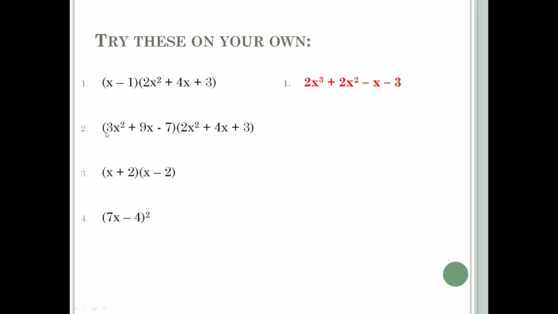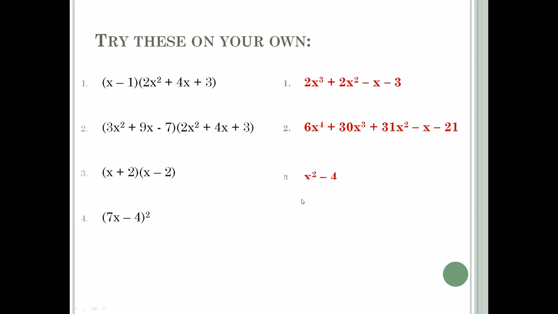All right, next number 2, a trinomial times a trinomial. This one was taking a long time, but did you get 6x to the fourth plus 30x cubed plus 31x squared, take away x, take away 21? Whew. Then you did good.